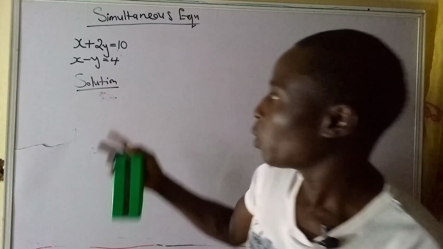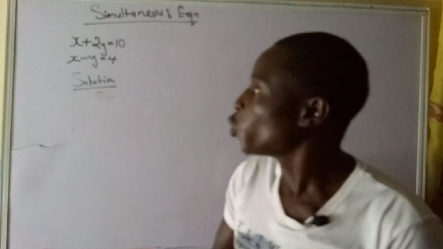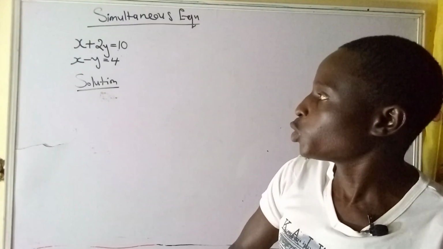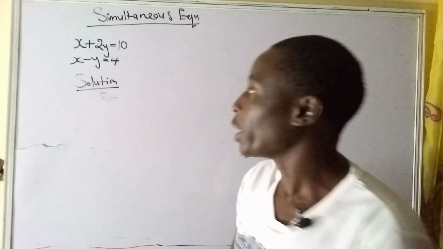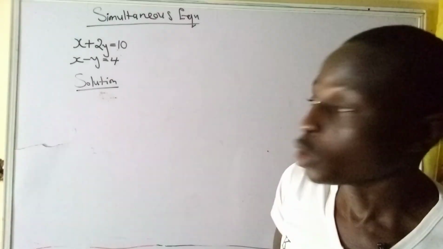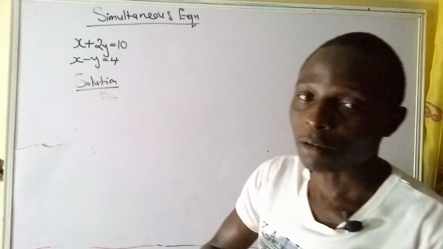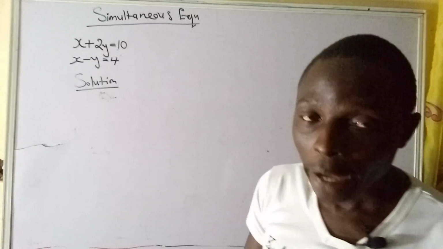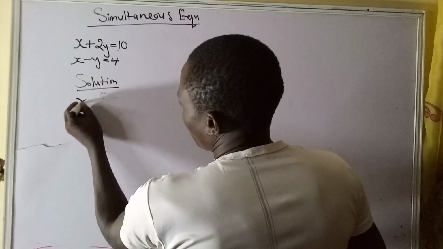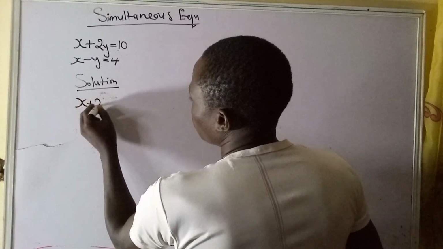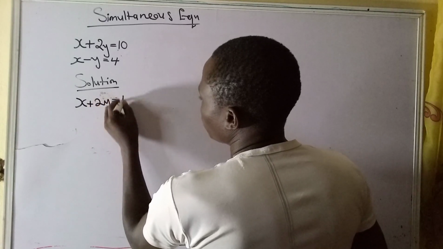So here we go. I have x plus 2y is equals to 10. I also have as my equation 2, x minus y is equals to 4. So as usual, we are going to pick the first equation and make y the subject of the formula, meaning x plus 2y is equals to 10.